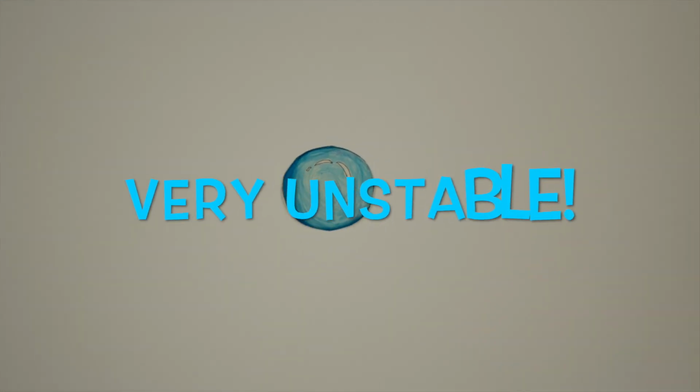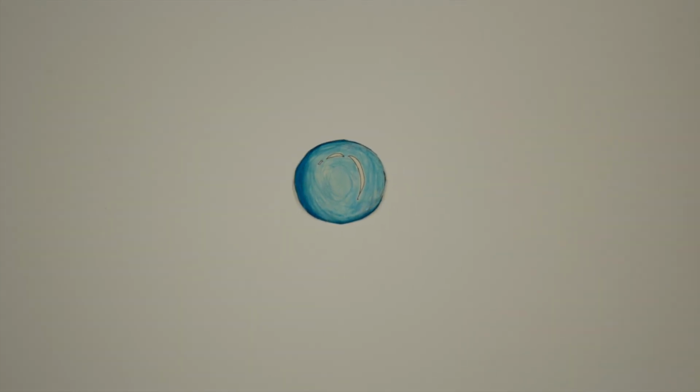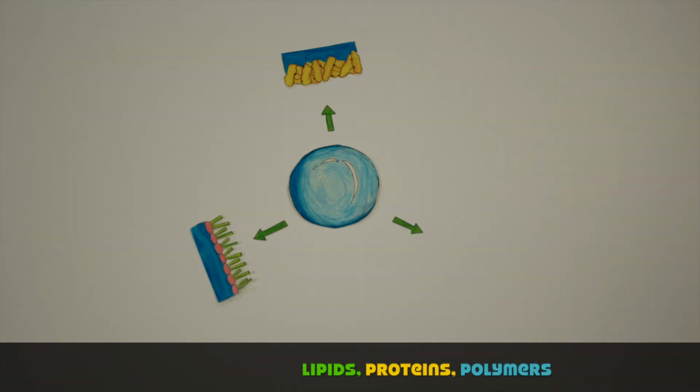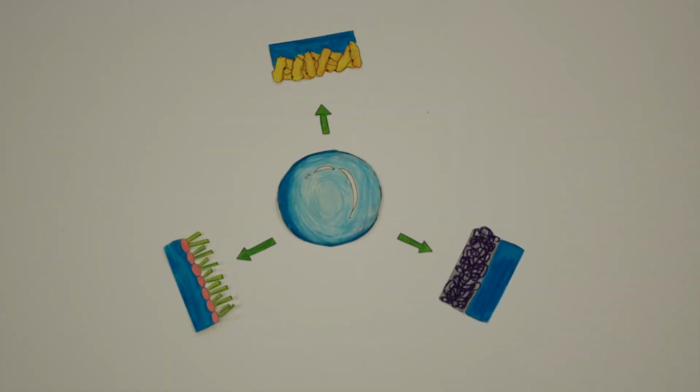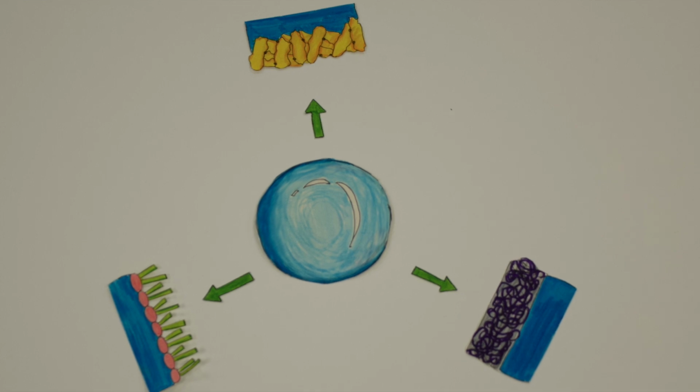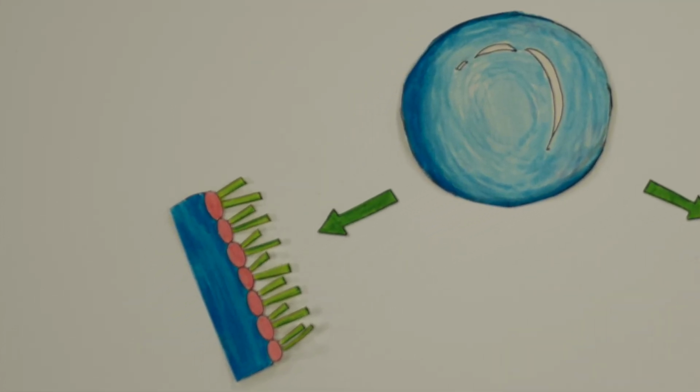Microbubbles are very unstable in aqueous media. To solve this, we add a stabilizing shell made of surfactants, lipids, proteins, polymers, or a combination of these materials. Let's explore the lipid shells in a little more detail. There are actually quite a few benefits to using lipid shells.